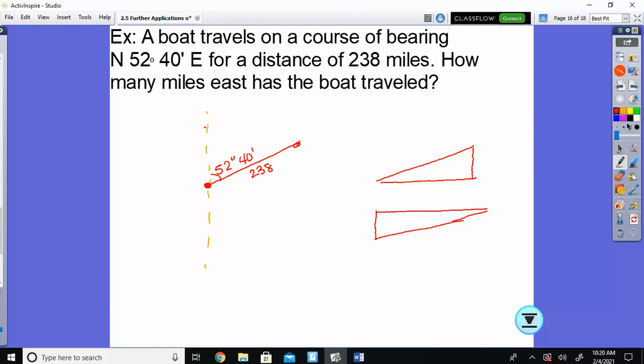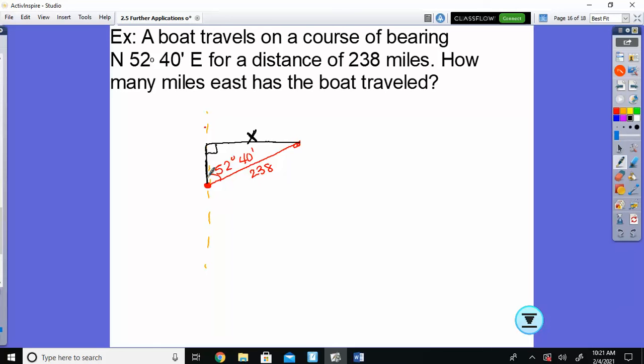So if I want to know how far east, I'm looking for this side. What happens when you have a north-south and an east-west line? What do they form? Yep, so I know it's a right triangle. I don't really have to do anything extra there.